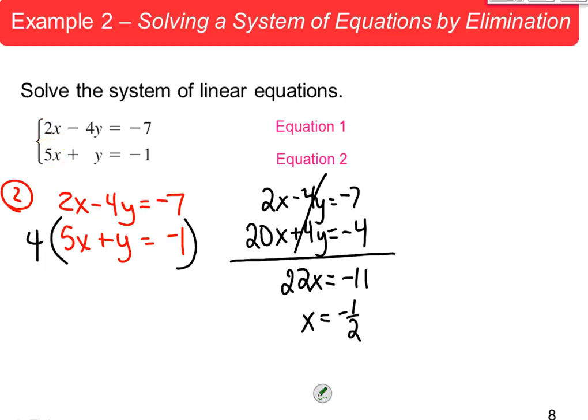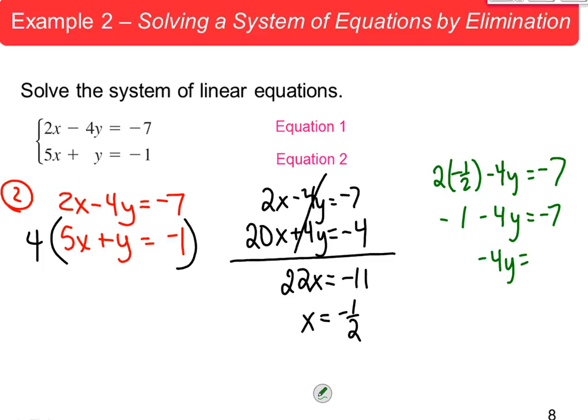And so I'll take 2 times negative 1/2 minus 4y equals negative 7. That will be 1 minus 4y, or excuse me, negative 1 minus 4y equals negative 7. I'll add 1, negative 4y equals negative 6. y equals 6/4, which will be 3/2. So my solution for this one is negative 1/2, comma, 3/2.